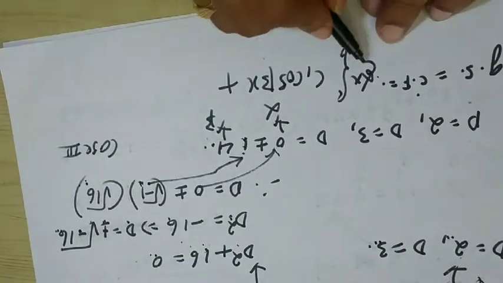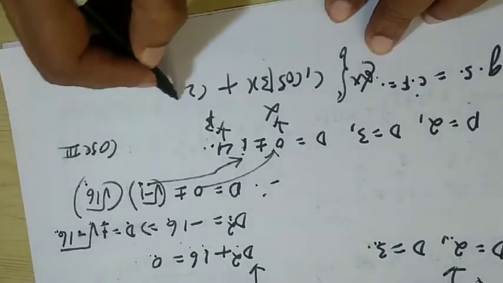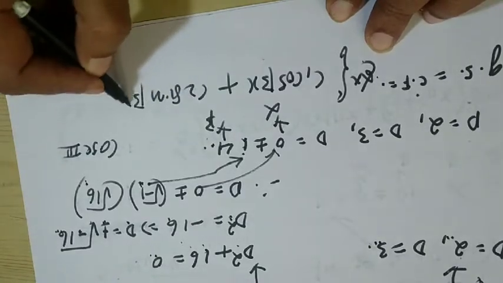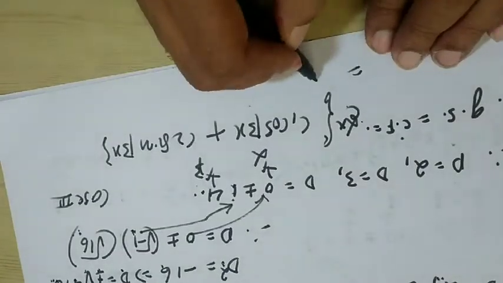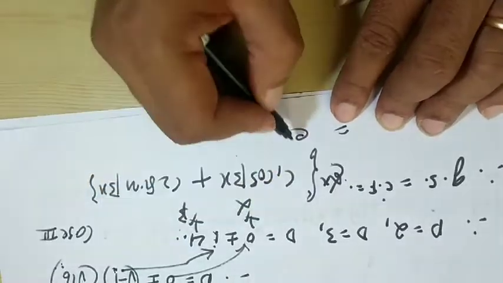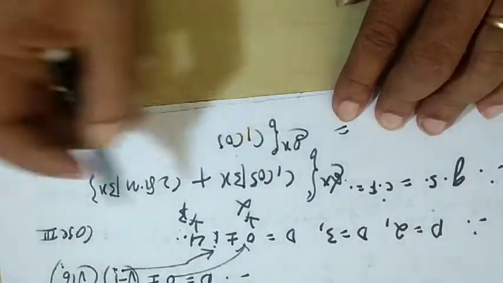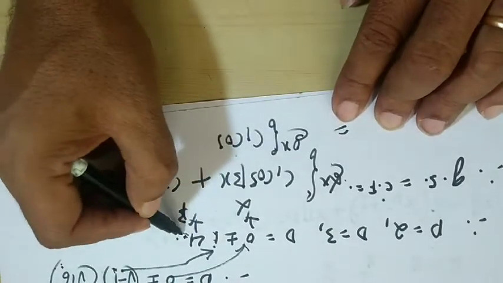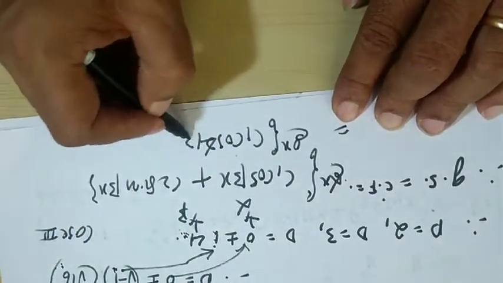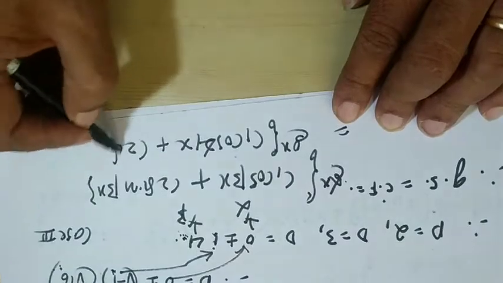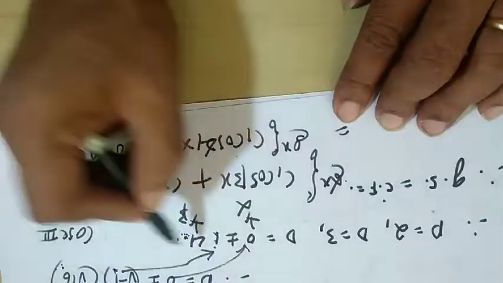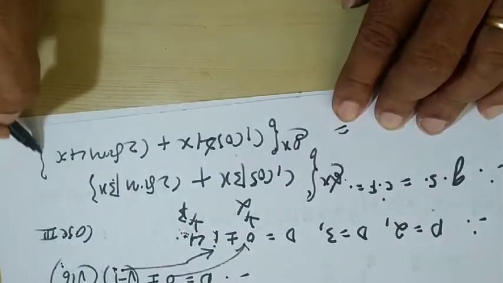So therefore e to the power alpha x into C1 cos beta x plus C2 sin beta x. What is alpha? Alpha is 0, so e to the power 0x into C1 cos beta x. What is the value of beta? Beta is 4. So C1 cos 4x plus C2 sin 4x. Right? So this is the solution to the problem.